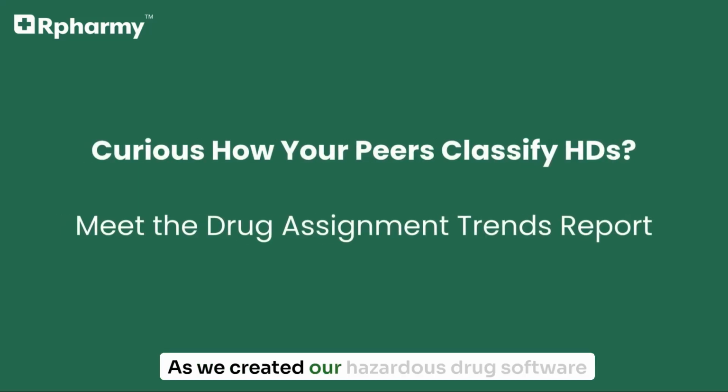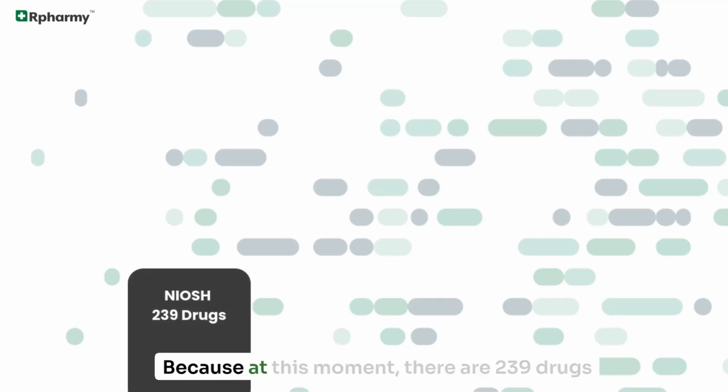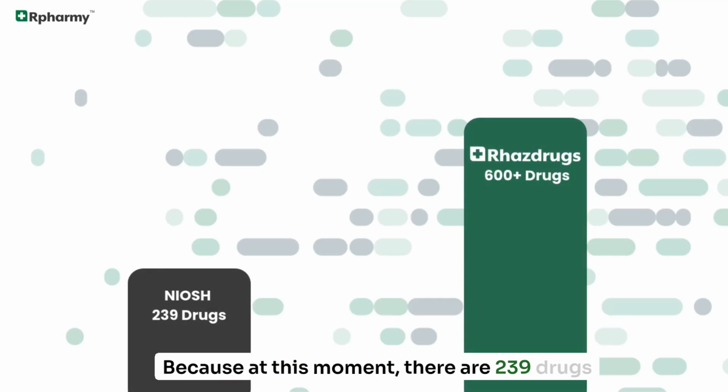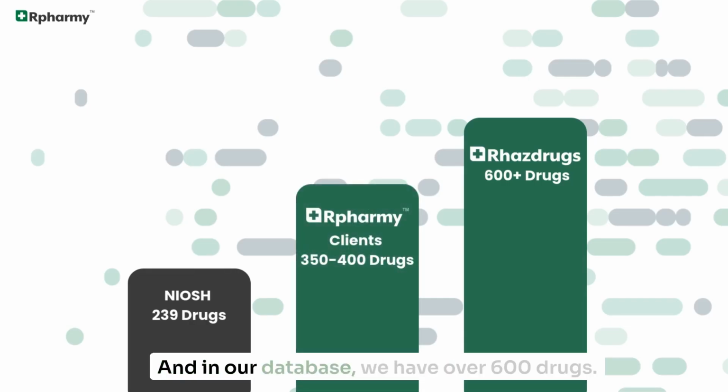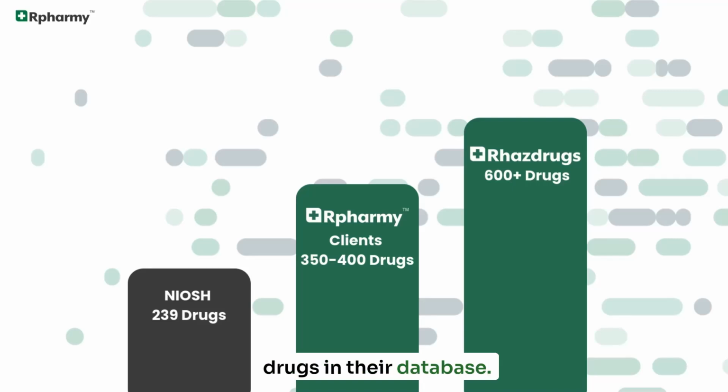As we created our hazardous drug software, our Rhazdrug, many of our clients asked us to create a place where they could go and look to see how other people have classified their hazardous drugs. Because at this moment, there are 239 drugs on the NIOSH list, and in our database, we have over 600 drugs. Most of our clients have at least 350 to 400 drugs in their database.